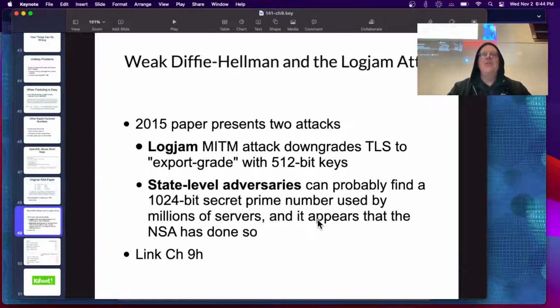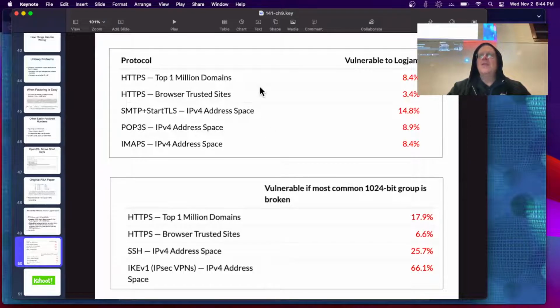If those can be found, a whole lot of that stuff would be crackable. And there is some evidence that the NSA has in fact done that. For this cryptographic system, they're still using 1024-bit RSA. And so here's some of the information there. They found a lot of servers vulnerable to logjam, and a whole lot of them vulnerable by using this common 1024-bit group, which might be crackable by a nation-state adversary. So they found a whole lot of encryption that was actually in use was vulnerable to these attacks.